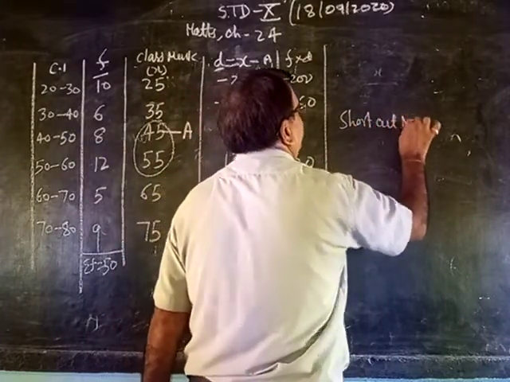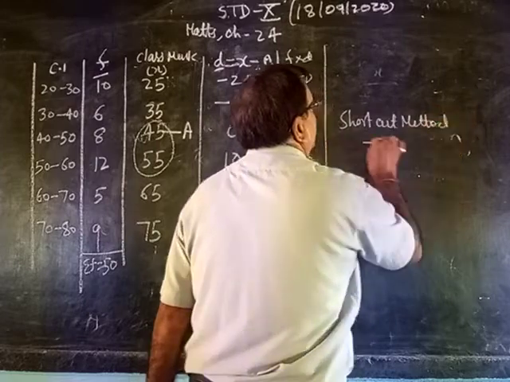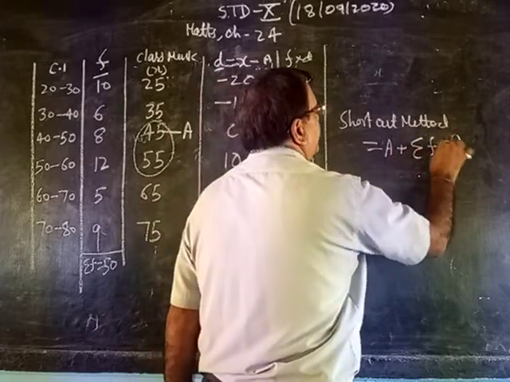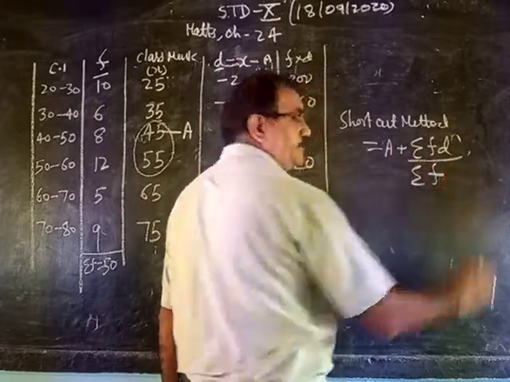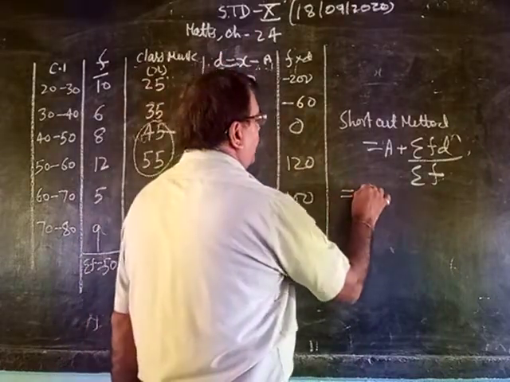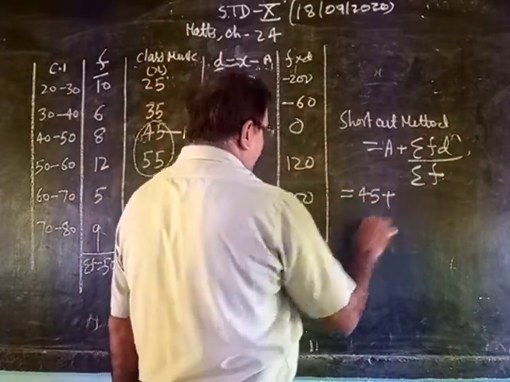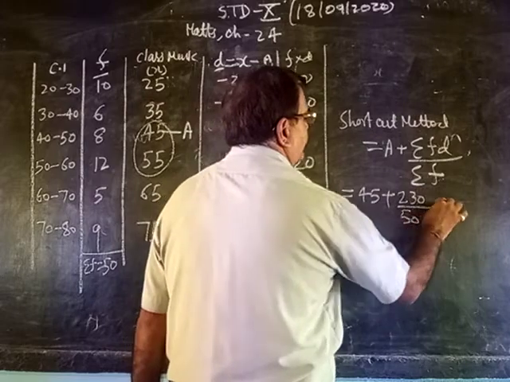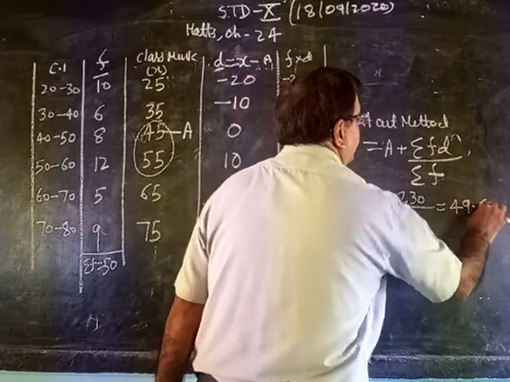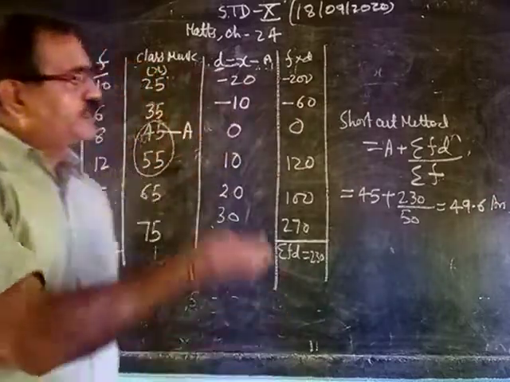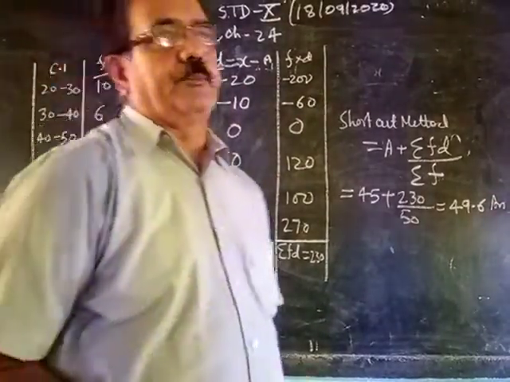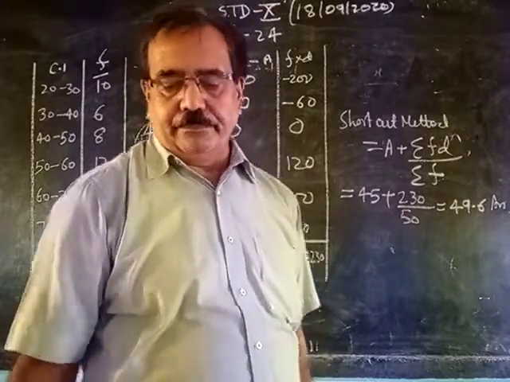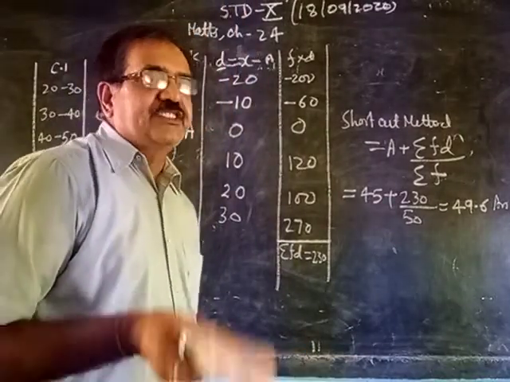What is the shortcut method formula? A plus sigma fD by sigma f. A is 45, sigma fD is 230, sigma f is 50. After calculating, it is coming 49.6. This is our answer, from the shortcut method. You can find the mean by any of the methods; the answer will be the same. Last one, the step deviation method.